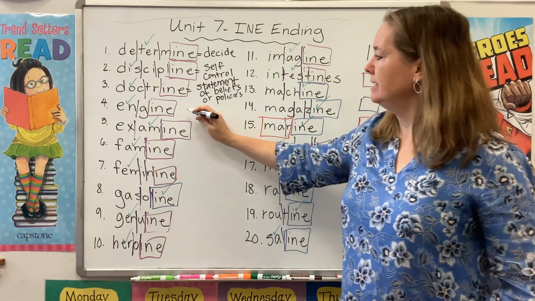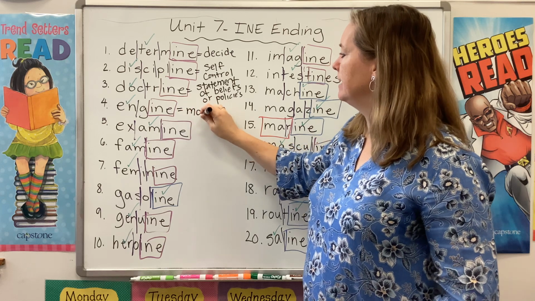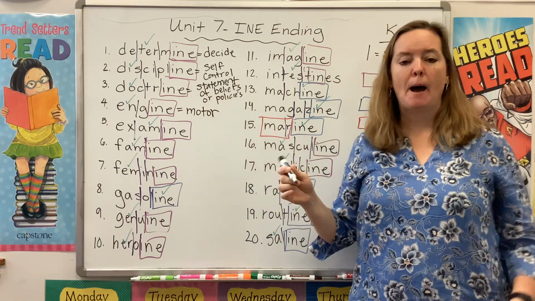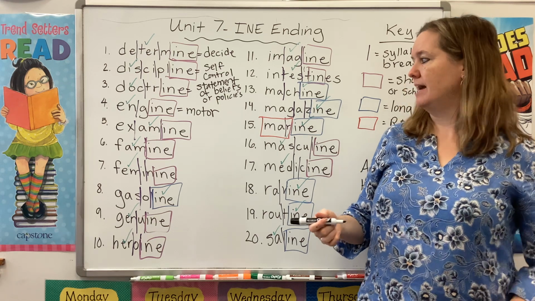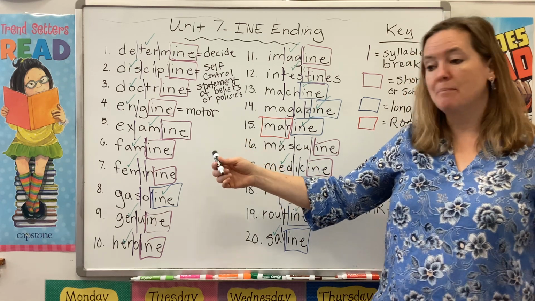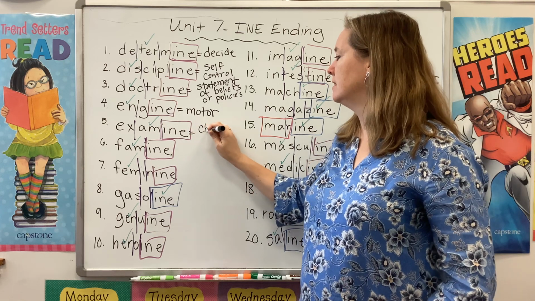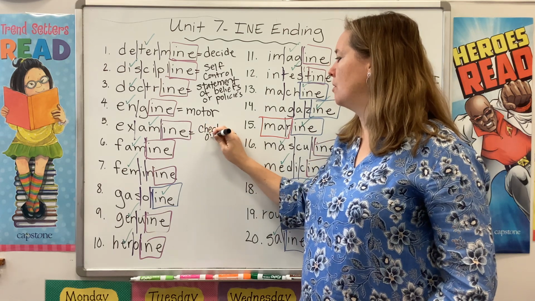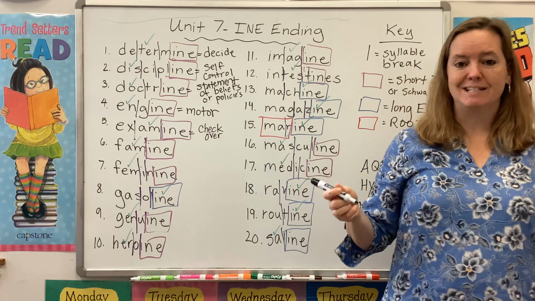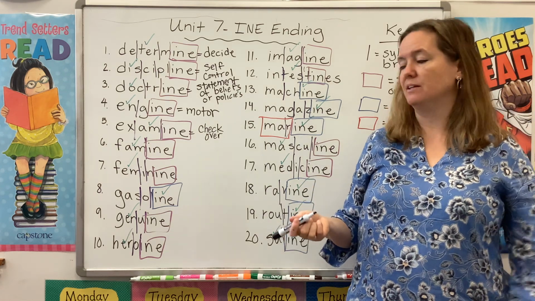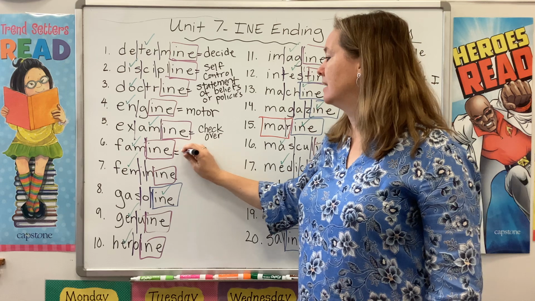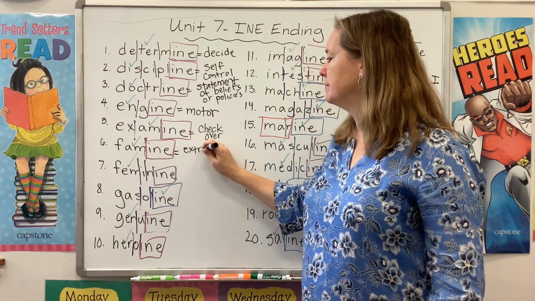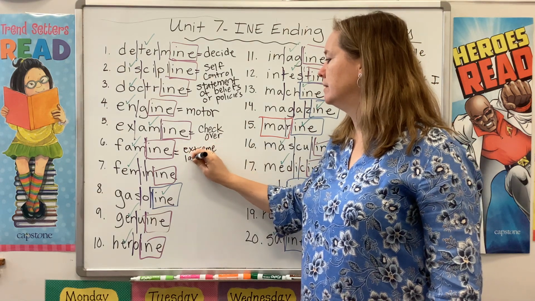An engine is a motor, right? A bicycle does not have an engine. A motorcycle does have an engine. To examine something is to check it over. So when you go to the doctor for your physical, she's going to examine you and make sure everything's working correctly. Famine is an extreme lack of food.